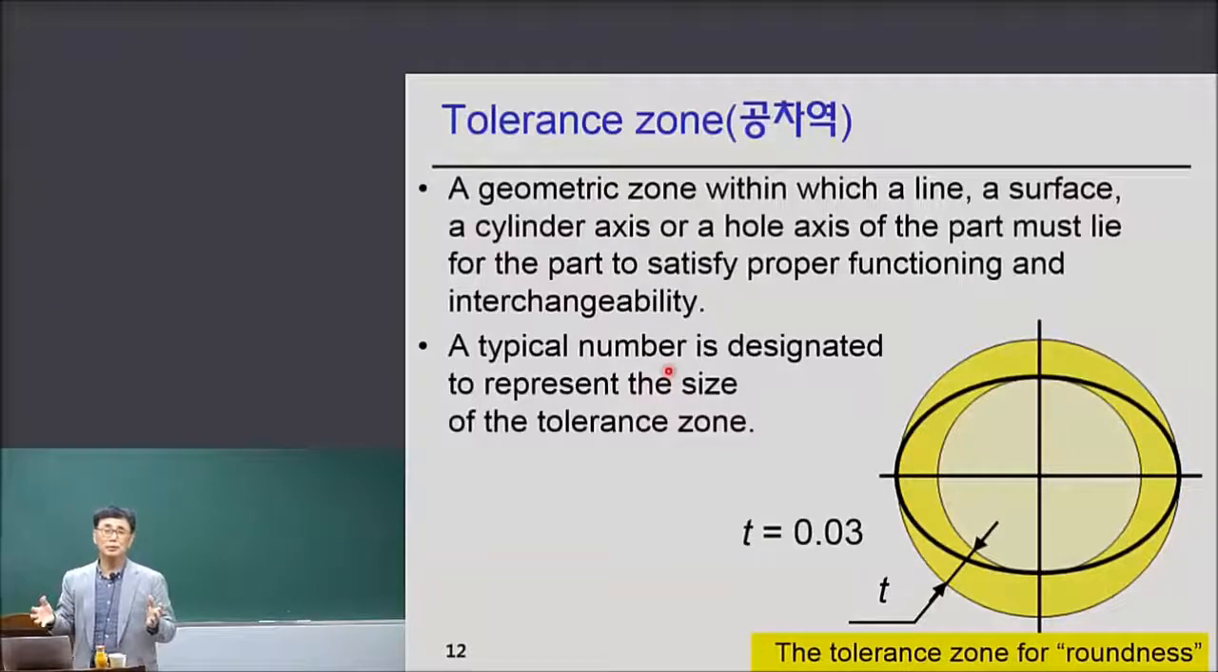So in geometric tolerance, even if it deals with the shape, the dimension shape, the typical number which represents the tolerance zone is millimeter, a distance unit. If it is a perpendicularity, it is not designated by angle, degree. Even if it is a perpendicularity, the typical number is designated by millimeter. I will explain it in a later slide.